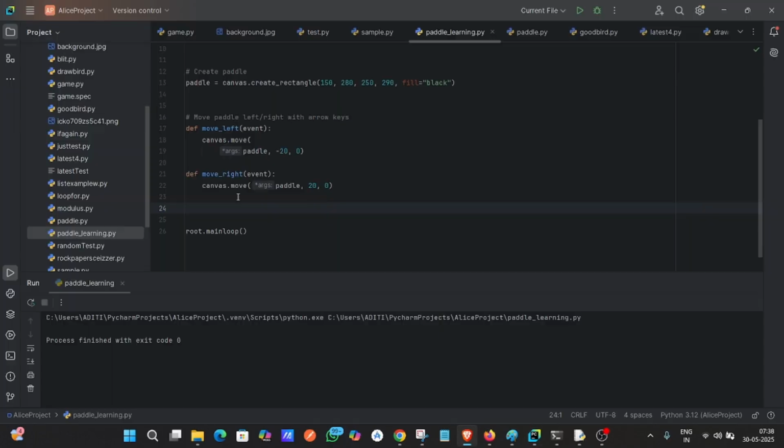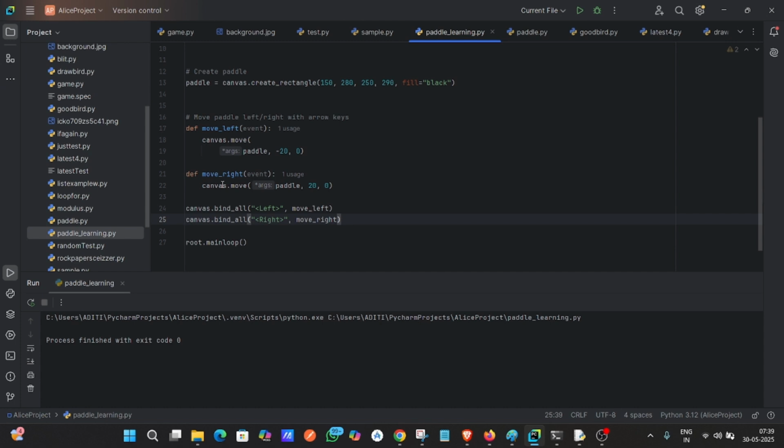The missing piece of information is these two lines. Now, the paddle is there inside the canvas. We have two user defined functions, move left and move right, and we are saying canvas dot move. Canvas should move the paddle by minus 20 or by plus 20. But when? Here I am binding something to the canvas. I'm binding the left arrow key to you. Hey canvas, whenever the user presses the left arrow key, you should call this function move left.